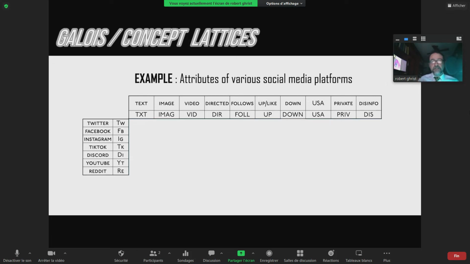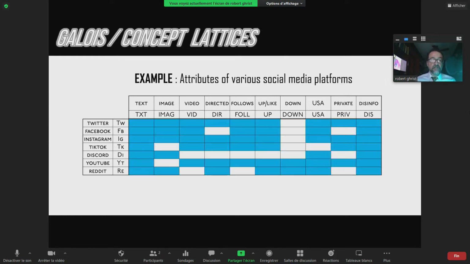Maybe the social network is directed. That is, I can follow you, but you don't have to follow me. Maybe it has upvotes. Maybe it has downvotes. Maybe it's based in the USA. Maybe not. Maybe there's a private mode. Maybe you can spread disinformation on this network.